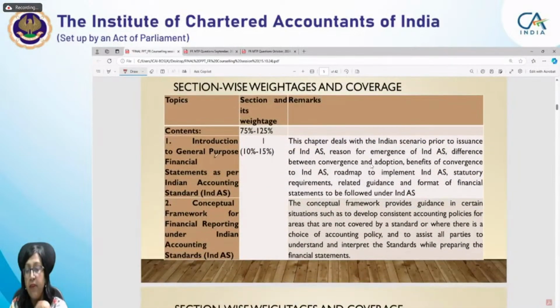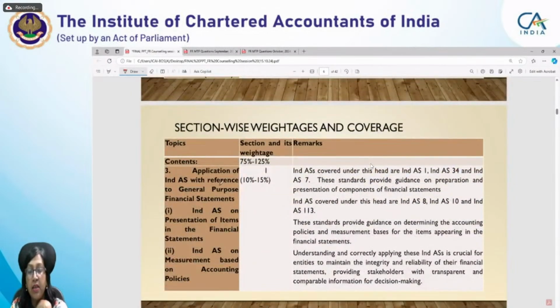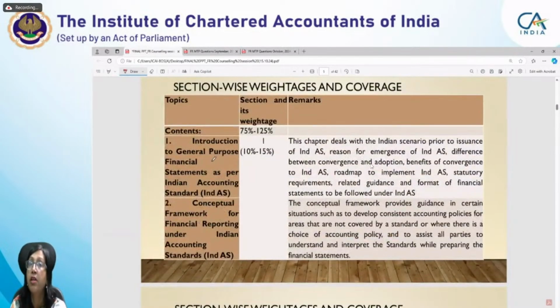So for every first section, we have chapters on the conceptual framework, your introduction to Ind AS, and your first chapter on application of Ind AS with reference to general purpose financial statements, where we have Ind AS on presentation of financial statements and Ind AS on measurement based on accounting policies. So basically, in the general part, what may come in your examination is the applicability of Ind AS on a particular entity.